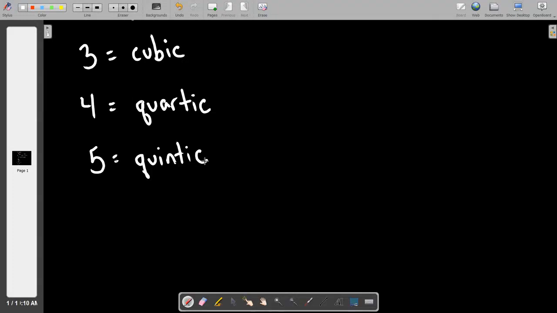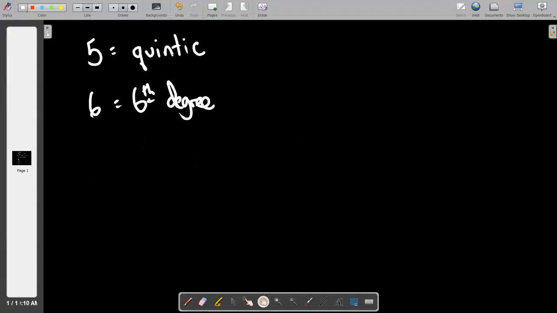But we don't. Math people have all kind of agreed. We don't see a lot of polynomials in practical mathematics, quite frankly, past the fifth degree. So we stop naming or giving a hoot about what to call them after fifth. So for 6, we just call it a sixth degree. Pretty much a letdown there. And then you can imagine 7 is seventh degree and so on and so forth.